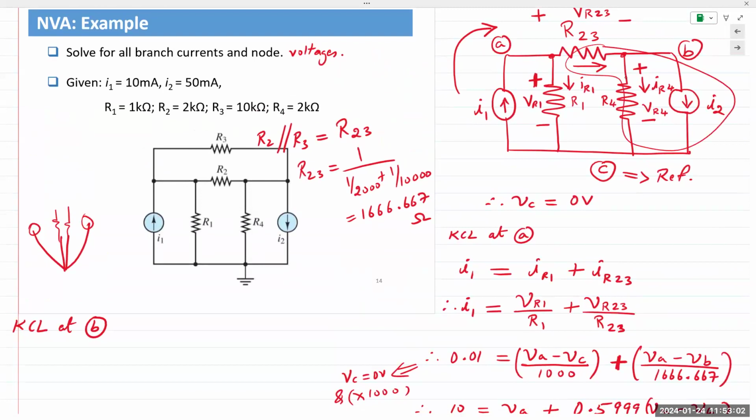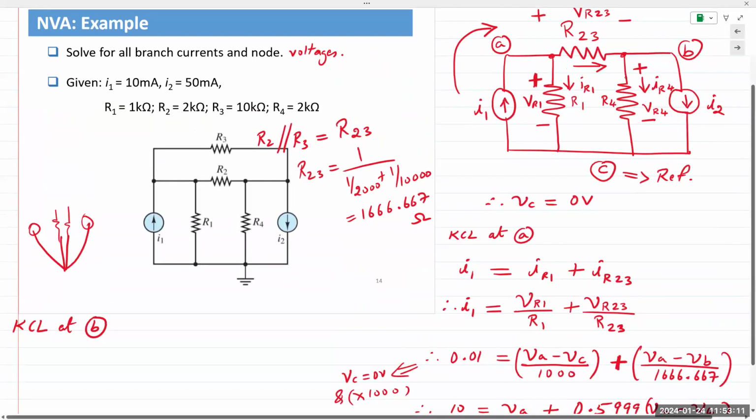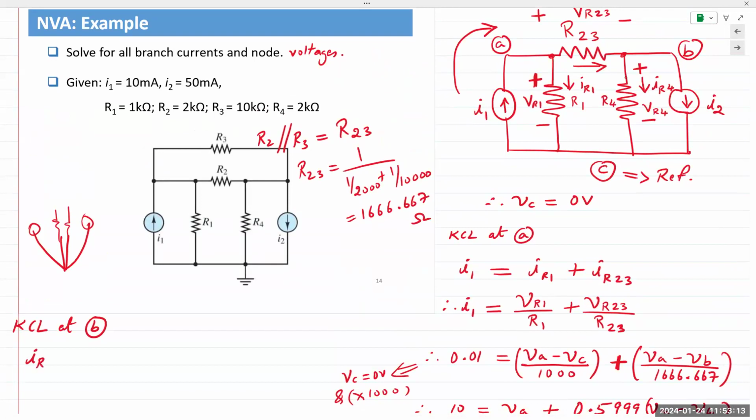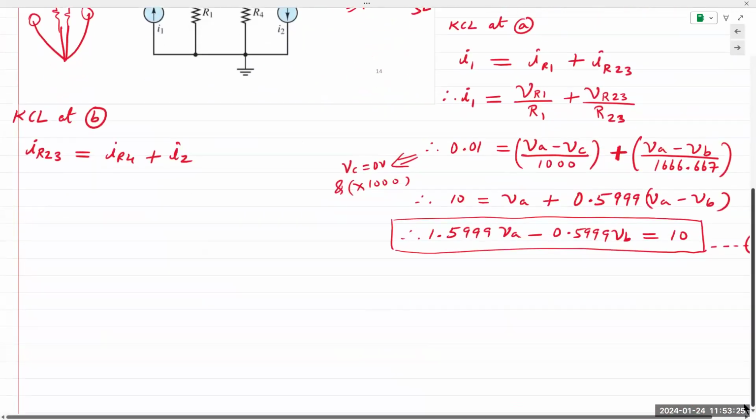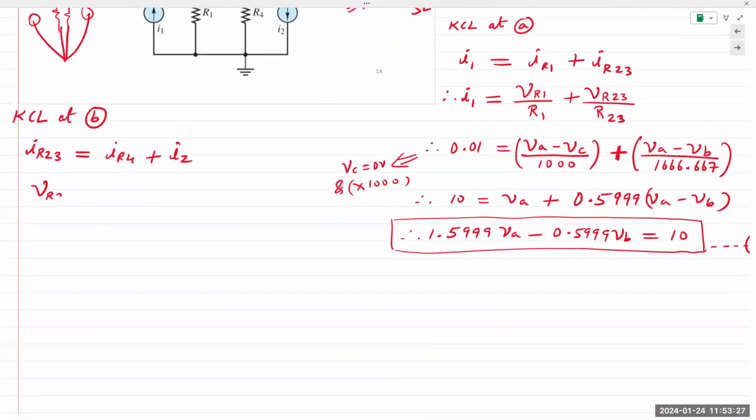IR1, sorry, not IR1. IR23 is entering the junction, and IR4 and I2 are leaving the junction. So I would say IR23 is equal to IR4 plus I2, and IR23 I can express using Ohm's law as VR23 divided by R23, and this is VR4 divided by R4 plus I2.